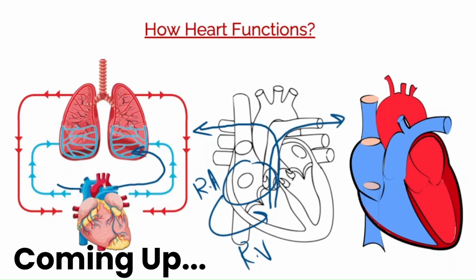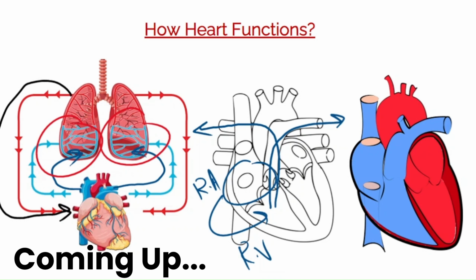Here it picks the oxygen from the air you breathe, and now the blood is oxygenated. This oxygenated blood doesn't stop in the lungs. It makes its way back to the heart again through a special road.